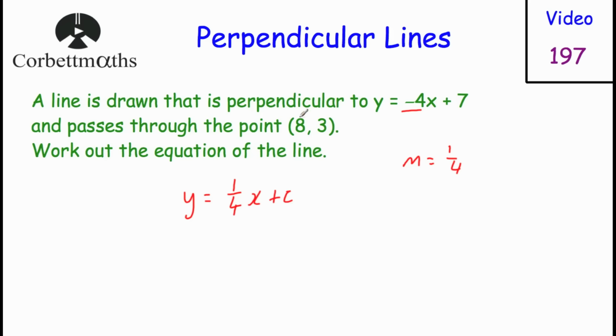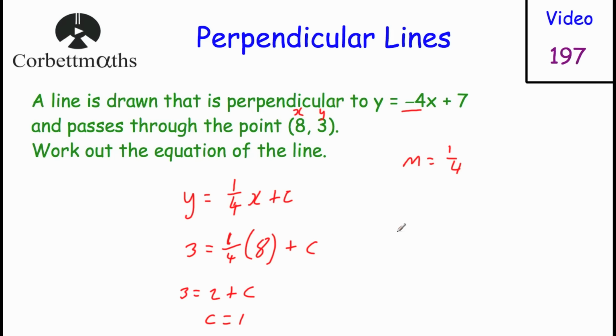Now we know that it passes through the point (8, 3), so if this is the x coordinate and that's the y coordinate, we can substitute those into our equation and we can find our c. So we know that our y is equal to 3, so we've got 3 equals a quarter of x, and x is 8, so it's a quarter of 8 plus c. So next we've got 3 equals a quarter of 8 is 2, so we've got 2 plus c. Well, c is going to have to equal 1 here, so we've got what c is.